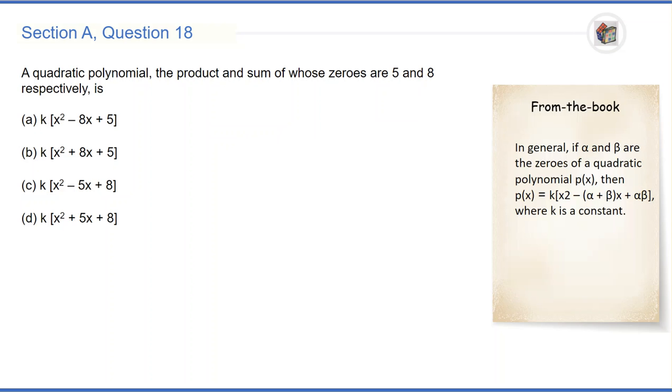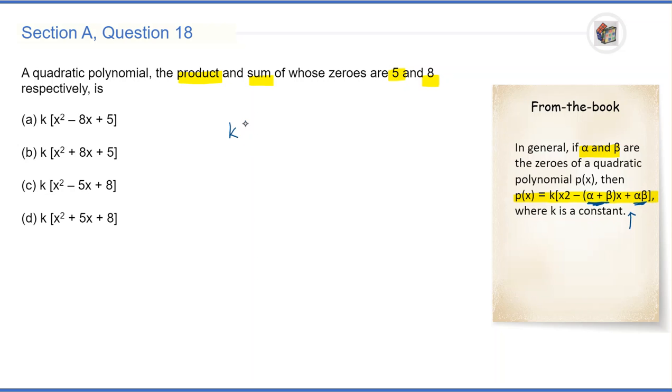Question 18. A quadratic polynomial, the product and sum of whose zeros are 5 and 8 respectively. So the product is 5 and the sum is 8. Then what is that quadratic polynomial? Well, this is relatively straightforward. This is a page from your book. If alpha and beta are the zeros, then this is what your polynomial is. Now here, just observe that I don't have the zeros given. I have the product and the sum given, which is precisely what you see anyway in the final quadratic. This is the sum, this is the product. So we will directly use this final thing here.